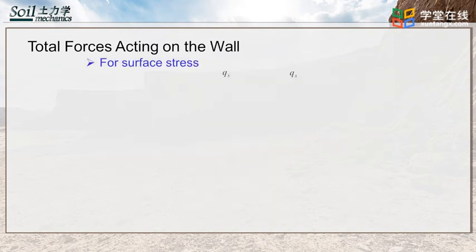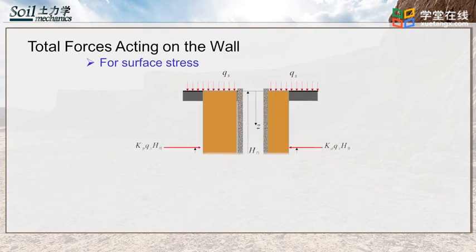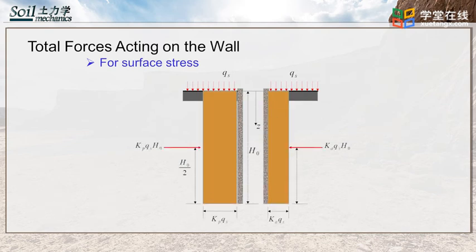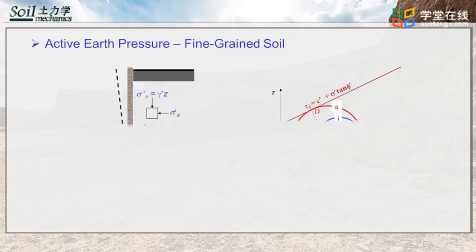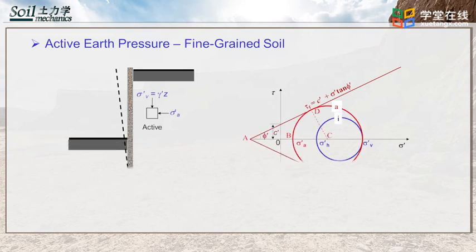When there is a uniformly distributed load on the surface, Rankine's active or passive coefficients still apply. Corresponding earth pressure and force are given in the figure. Previous slides show the calculation of the active and passive earth pressure in coarse-grained soils. Now let's have a look at the calculation of active earth pressure in fine-grained soils.